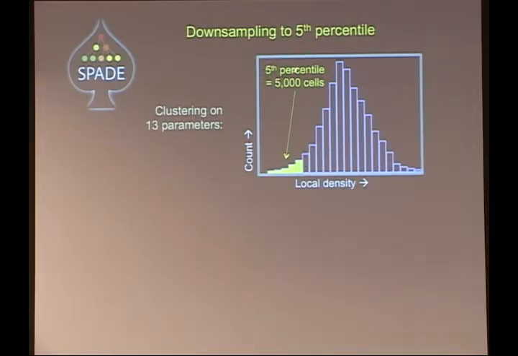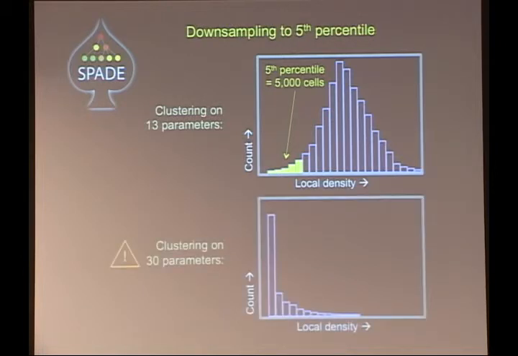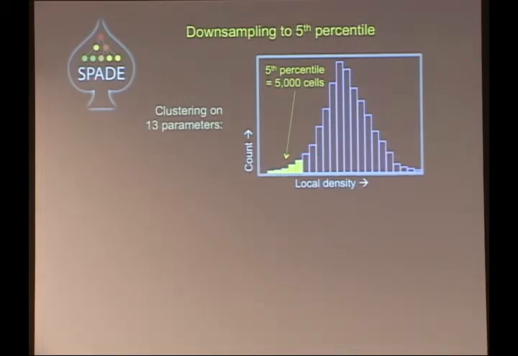So if you say to downsample to 5th percentile and that it's got a nice normal distribution here, that should be about 5,000 cells if you were starting with 100,000. And it'll downsample the data until you have 5,000 cells remaining. Now, with 13 parameters, this works out nicely, and you get this nice normal distribution in like PBMCs, for example.